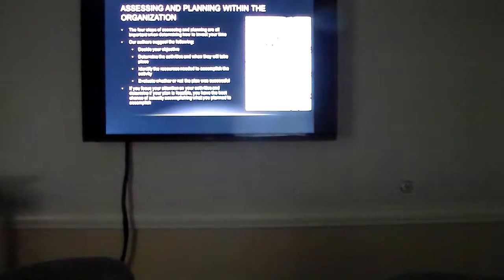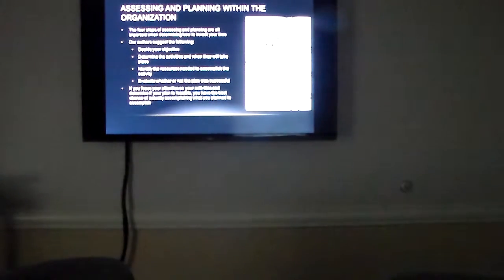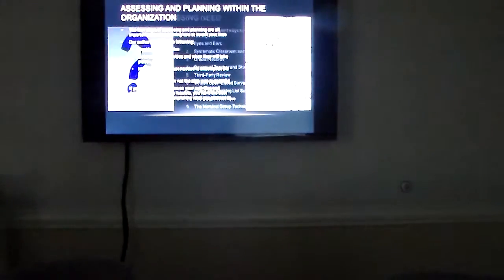So, assessing and planning within the organization, authors suggest the following things. They suggest you decide your objective, determine the activities, identify resources, and evaluate whether the plan was successful. So, as we normally do, we'll chat about each one of these and what they're supposed to mean. Specifically, I really want to focus on assessing need, because I think that's one of the biggest ideas when you're actually looking at organizational planning.